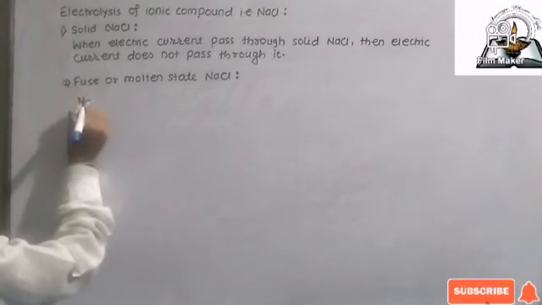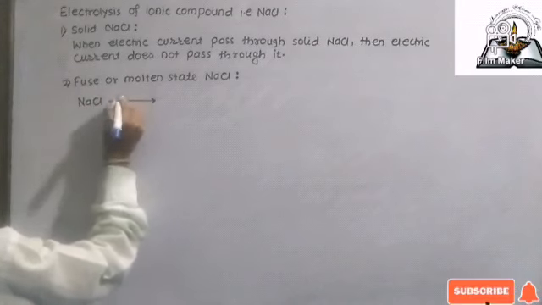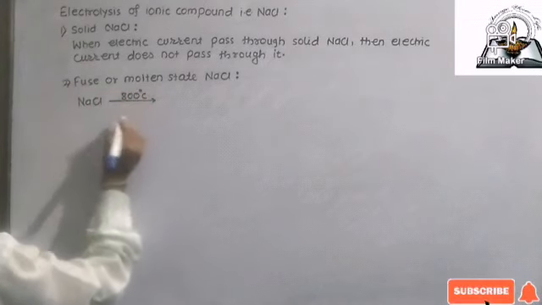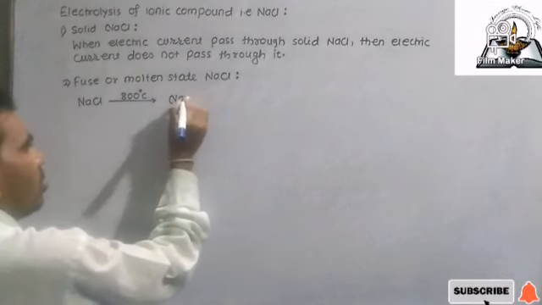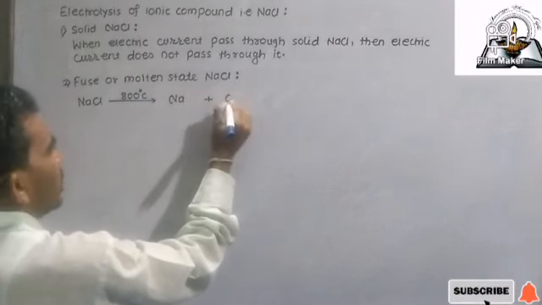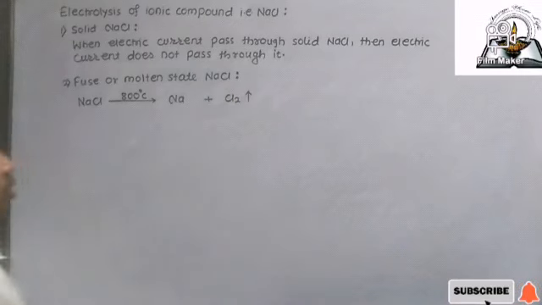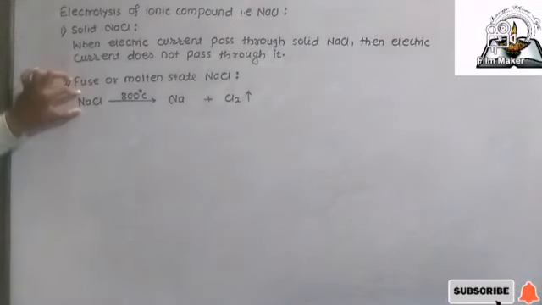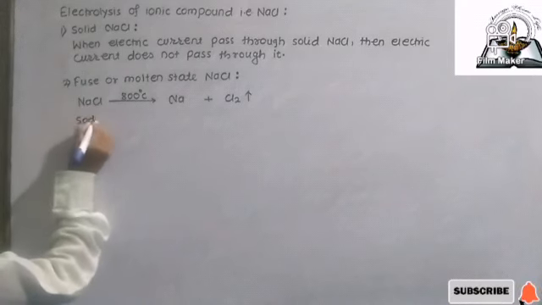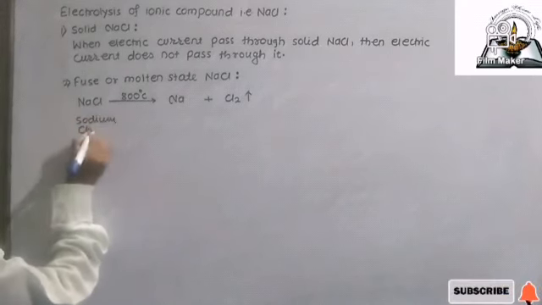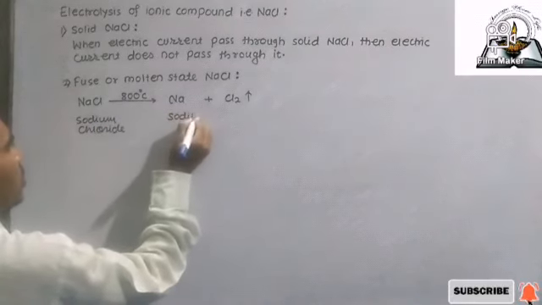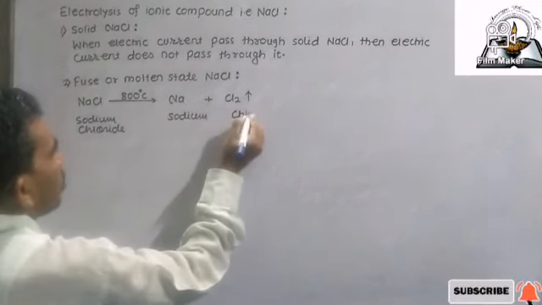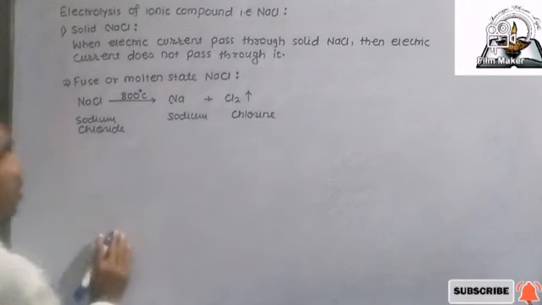So we can write: on strongly heating at about 800 degrees Celsius, sodium metal is deposited at the cathode, while Cl2 gas is liberated at the anode. What will happen when electric current passes through solid NaCl, that is sodium chloride? Sodium is deposited at the cathode, while chlorine gas is liberated at the anode.